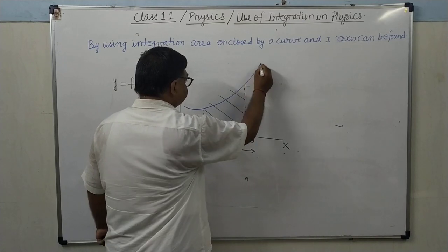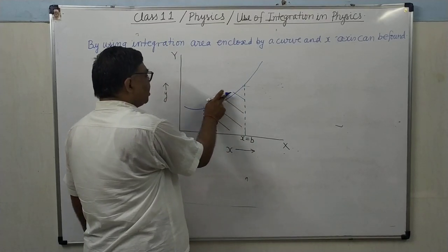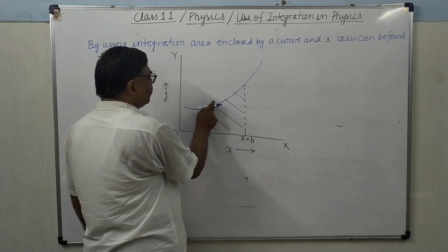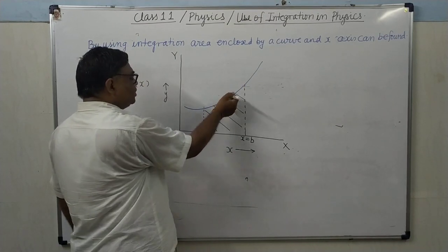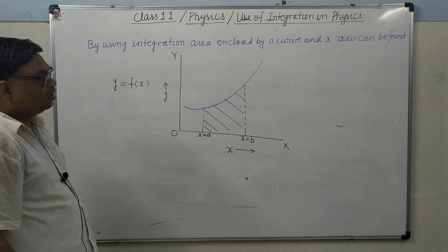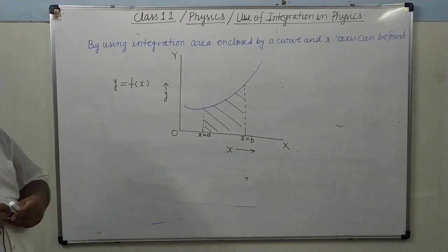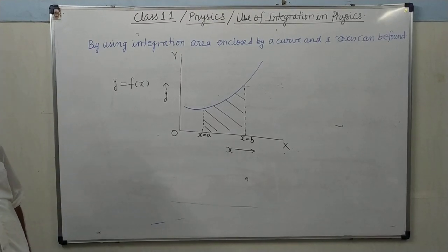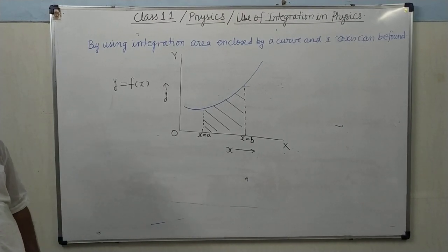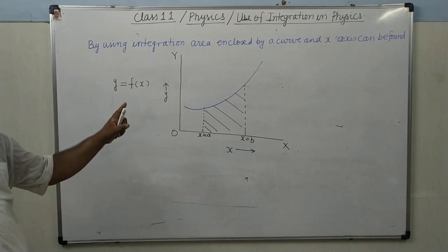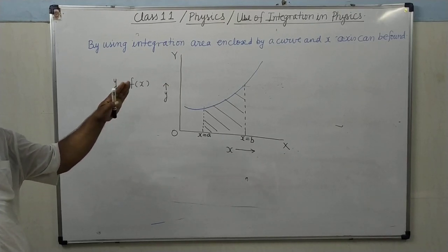This graph is not a straight line, it is a curve. So you can see here one side is curved. Then how will you find the area? We cannot use a formula, because it is not a regular diagram. Here one side is curved. In the previous diagram, the graph was a straight line.